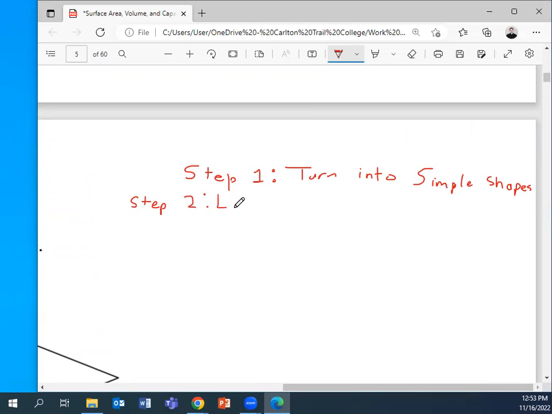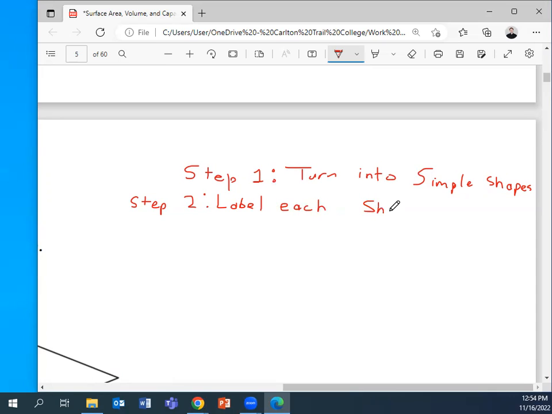is we're going to actually label each shape. A lot of the math we're going to be doing this unit is basically just keeping organized. You'll understand what you're doing, but you might get the wrong number because you didn't keep yourself organized. So we're going to label each shape.